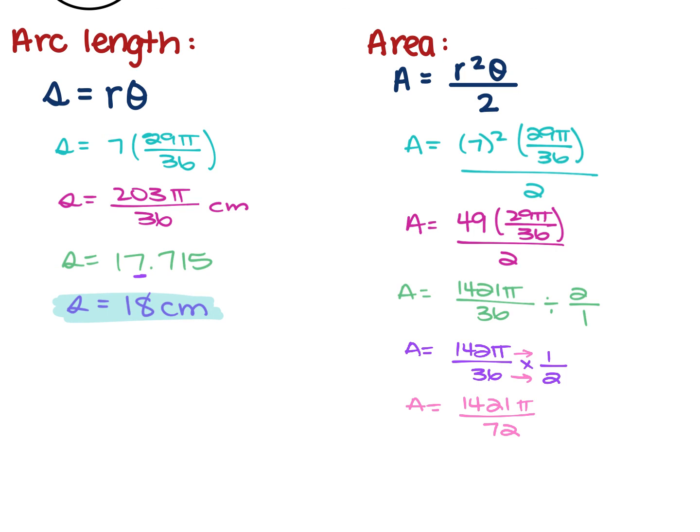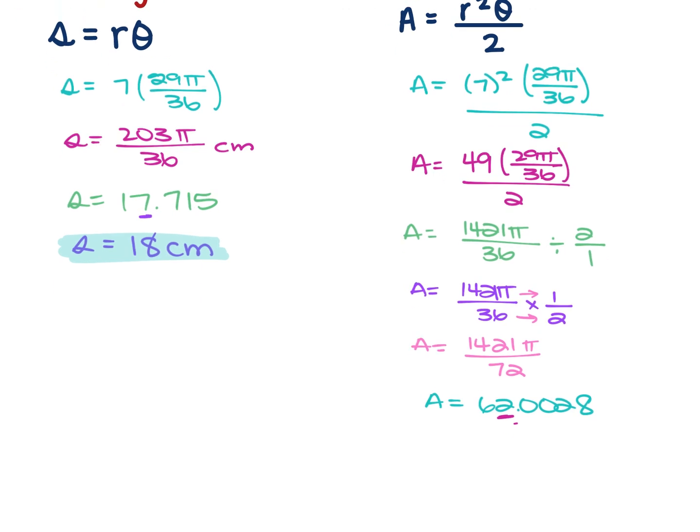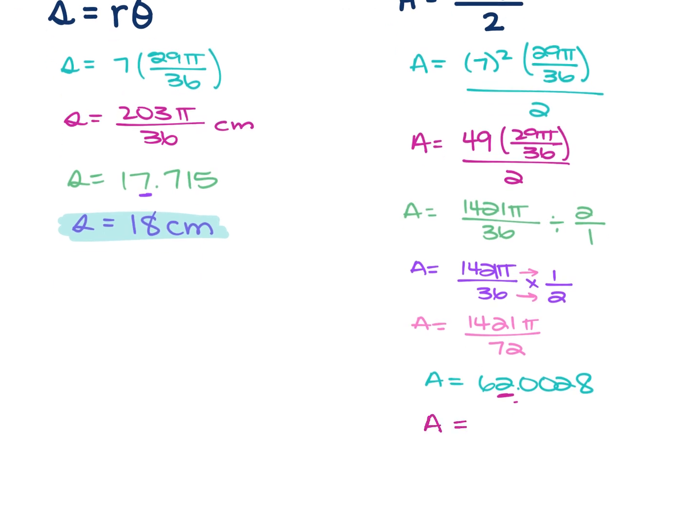Again, if it asks you to write your answer in terms of pi, you would leave this as your answer. However, if it asks you to write your answer rounding it to the nearest unit, you're going to get 1421 pi divided by 72 is 62.0028-ish. If we're rounding to the nearest whole number here, and you're working with area, that means your area is 62 square centimeters.